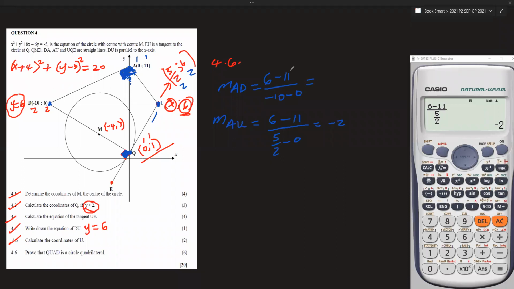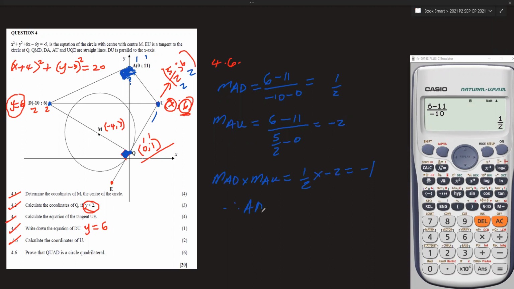Perfect. Now let's see how much we're going to get for that one. So the top is still the same. I just need to change the bottom. So the bottom is negative 10 minus 0, which I'm not going to write. So I'm getting a half here. Now I'm going to multiply the two gradients and see if I'm getting negative 1. So M AD multiplied by M AU. The answer is half multiplied by negative 2, which is negative 1.